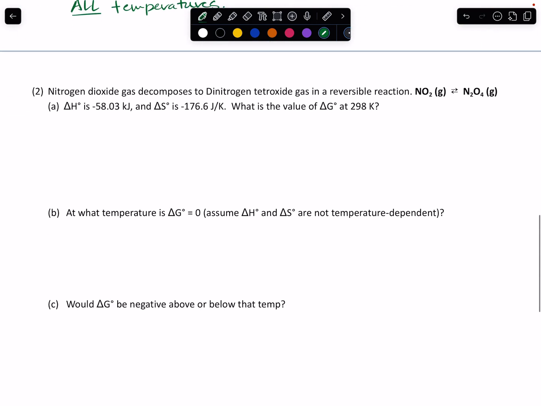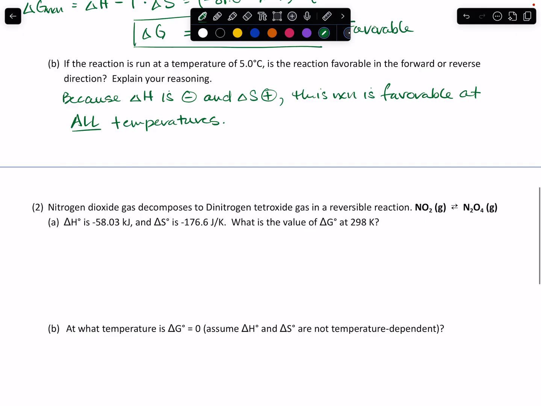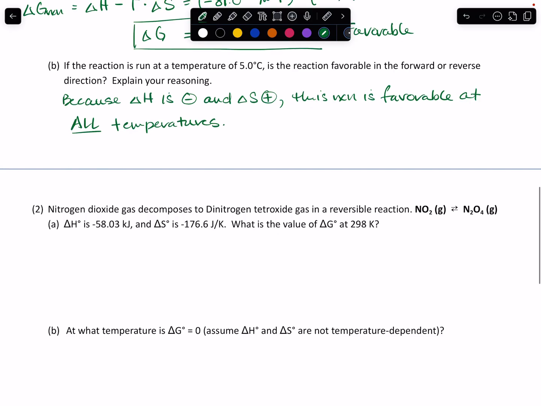All right, let's move on to this next one. Here we have nitrogen dioxide gas decomposes to dinitrogen tetroxide gas in a reversible reaction. We've got our reaction right here. Oh, notice that it is not balanced. I'm going to just go ahead and put a 2 there just in case. The enthalpy change is negative 58.03 kilojoules.